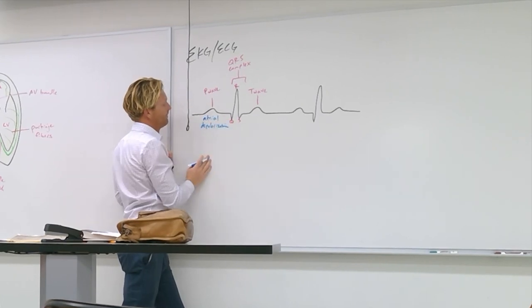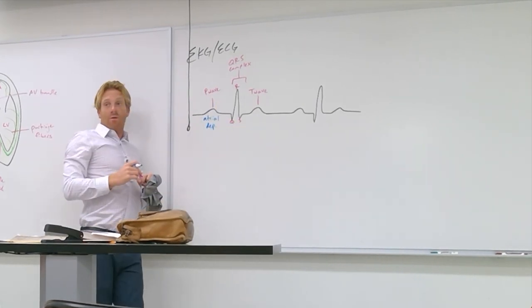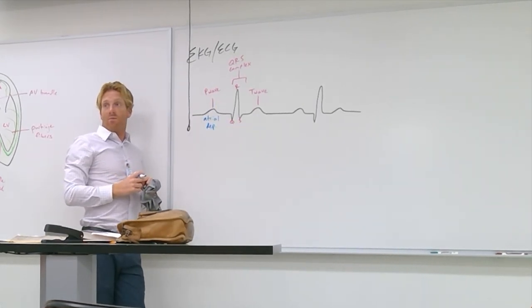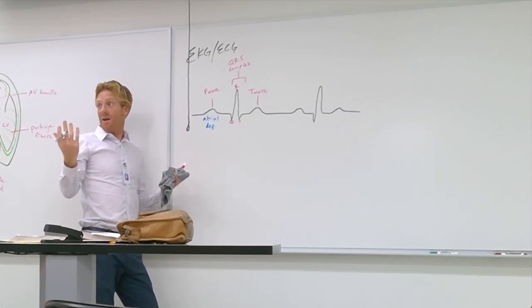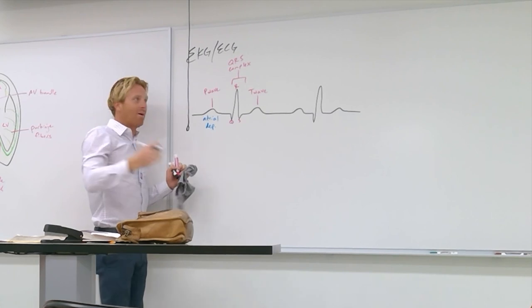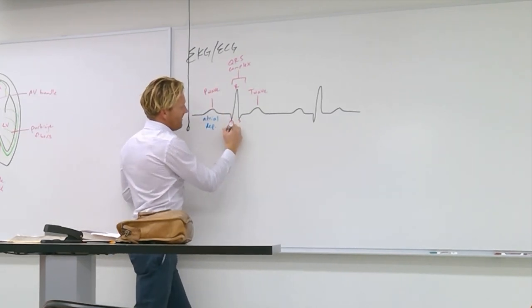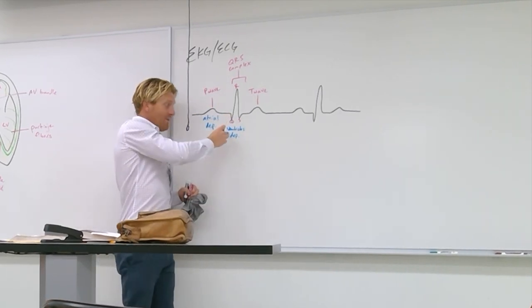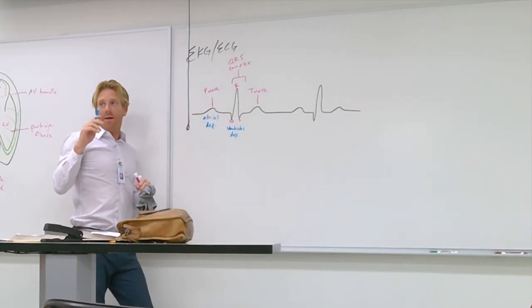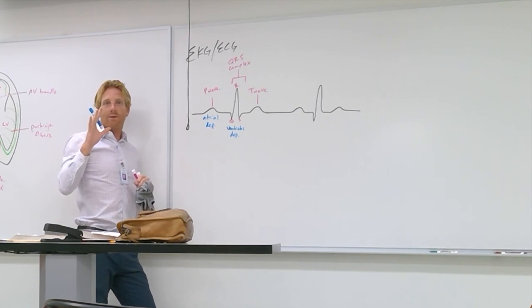What do you think the QRS complex corresponds to? What's the next thing that happens? Ventricles depolarizing. And it's a big signal, a lot of muscle, right? So you've got a lot of muscle depolarizing, a larger bump. So this is the ventricles depolarizing. Now, right before those ventricles depolarize, the atria actually repolarize.